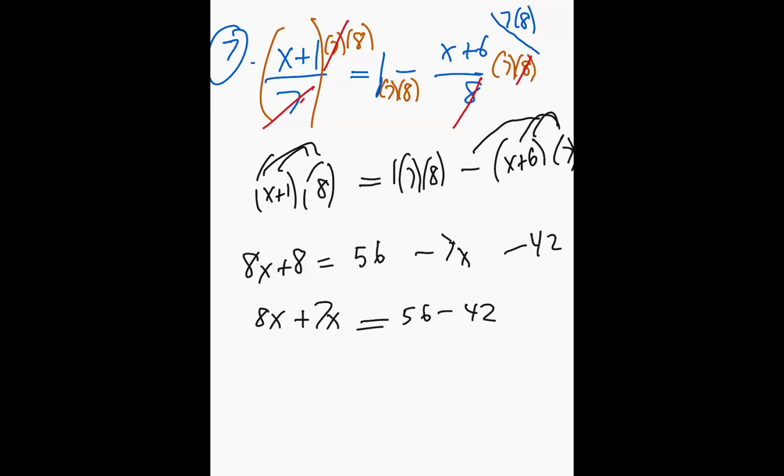Now, there's one thing missing. What about this 8? Where does that 8 have to go? It needs to be put on the other side. So I need to put that 8 over there, which changes it from positive to a what? To a negative, right? So then you get 8x plus 7x, which is what? How much is 8x plus 7x?